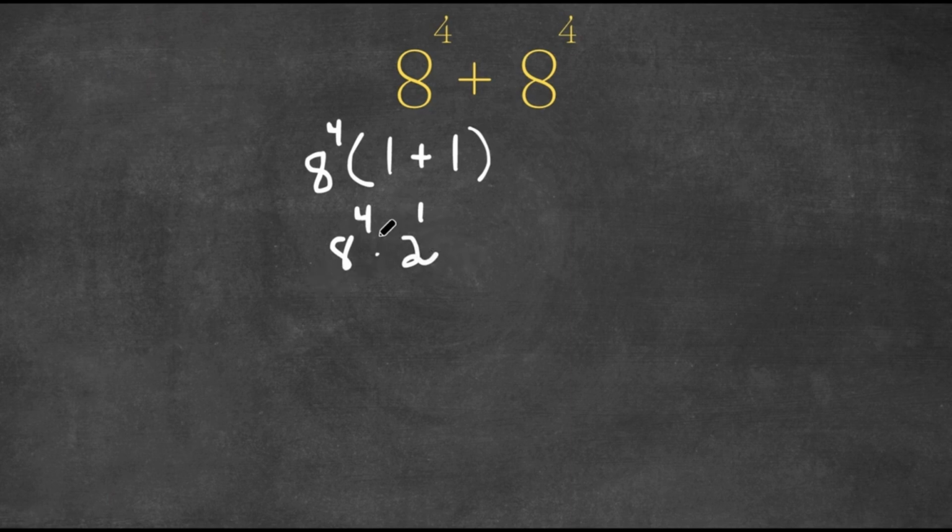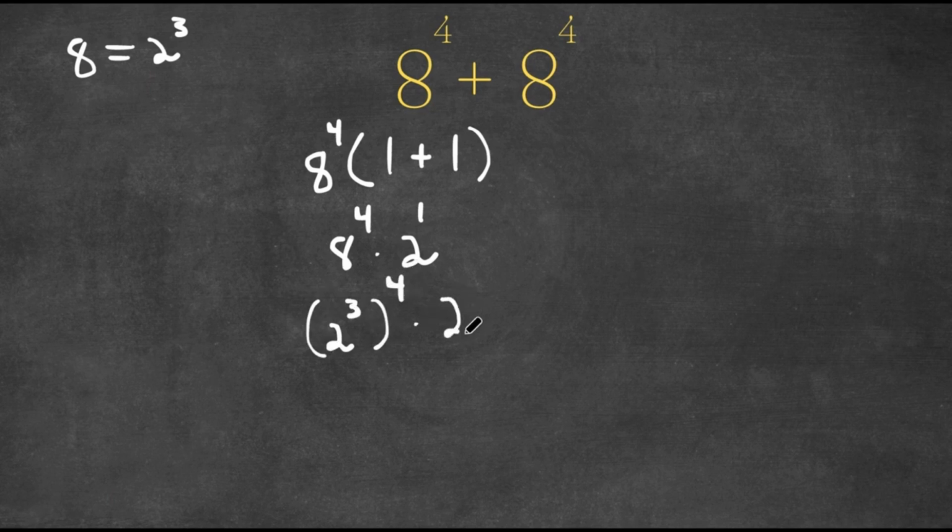So I'm going to change 8 so that it turns into the base of 2. 8 is actually equal to 2 to the power of 3. So I'm going to replace 8 with 2 to the power of 3. So now we get 2 to the power of 3, to the power of 4, times 2 to the power of 1.